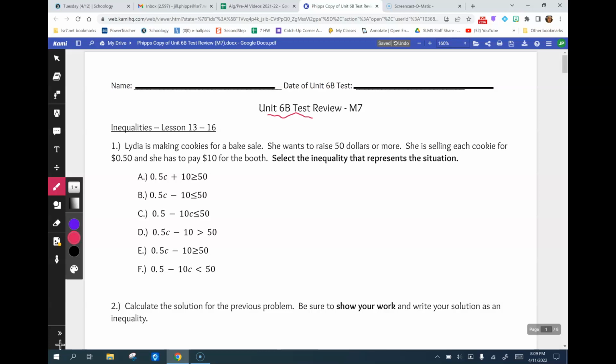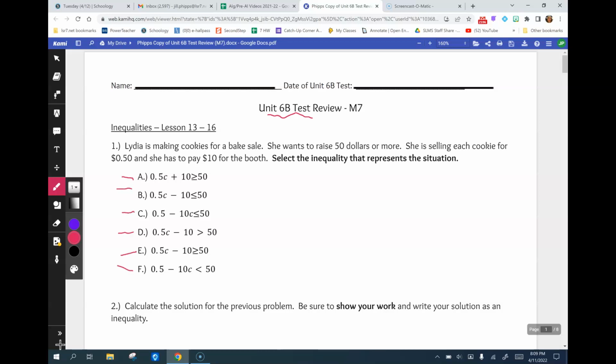So when we approach a word problem, one of the first things we do is read through the whole thing. Lydia is making cookies for a bake sale. She wants to raise $50 or more. She is selling each cookie for 50 cents, and she has to pay $10 for the booth. Select the inequality. So the first thing you want to realize, as math teachers, is we have seen you do each one of these things wrong on a problem like this.